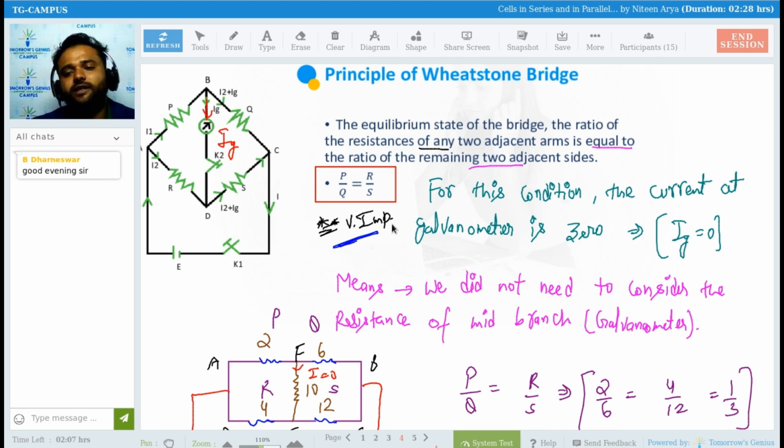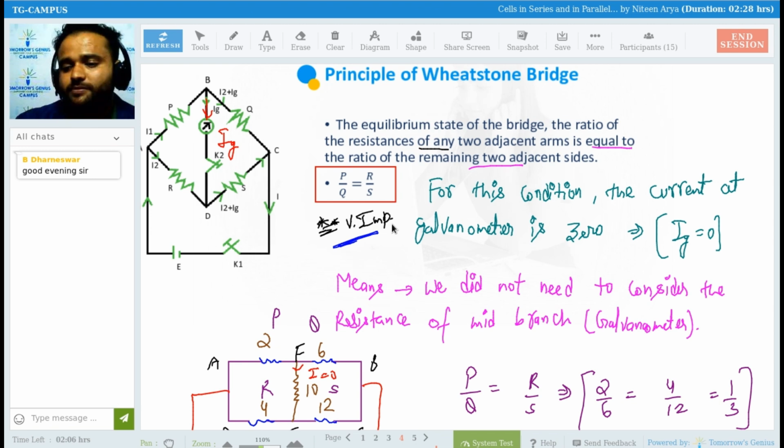How do we prove this condition? We prove it in a reverse way. Right now what we are saying is, if P by Q equals R by S, then Ig is 0. So if Ig is 0, this particular condition is going to be fulfilled also. So we are going to prove this equilibrium state in a reverse way. We're going to assume Ig is 0, and then we're going to prove this.